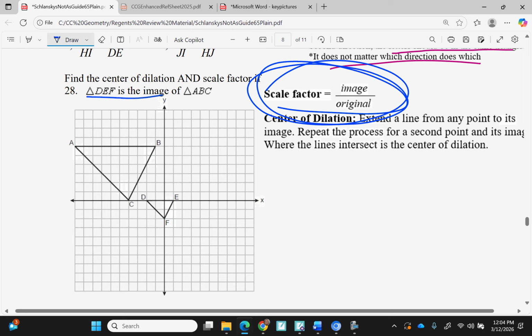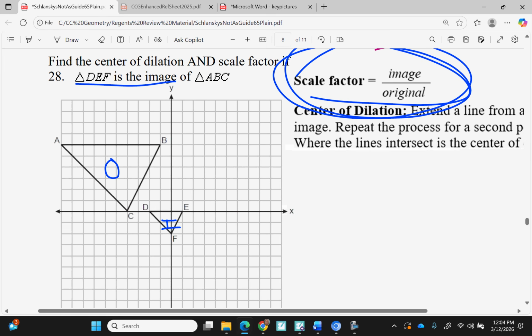It says that DEF is the image, so this one's the image, this one's the original. So I need any pair of corresponding sides, and I put the image over the original. So if I'm on the grid, I'm going to count. It doesn't have to be on the grid. There's many different ways I can get this question, but I'm going to count a straight side, because if I did a slope side, I have to use distance formula. Who's got time for that? DE is 3. AB is 9. So scale factor is image over original.